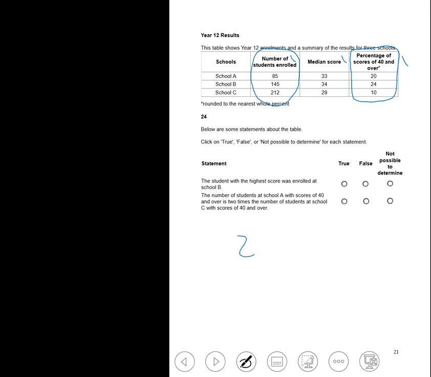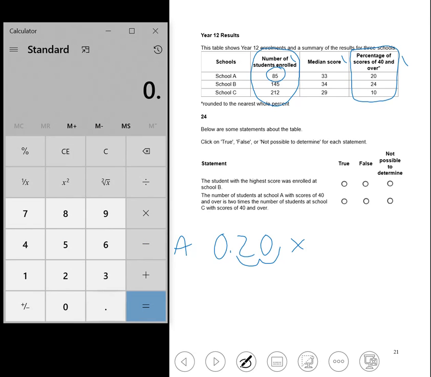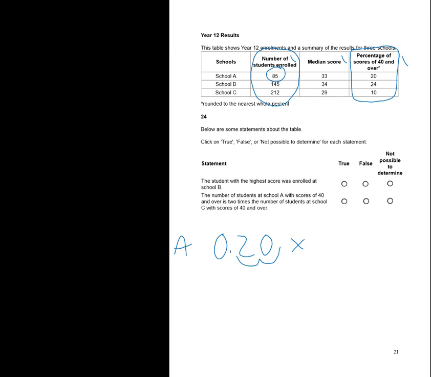So we've got 20, which as we know, we move the decimal place over twice, goes 0.2. We're going to multiply that by 85. And this is for school A. So 0.2 times 85 equals 17.